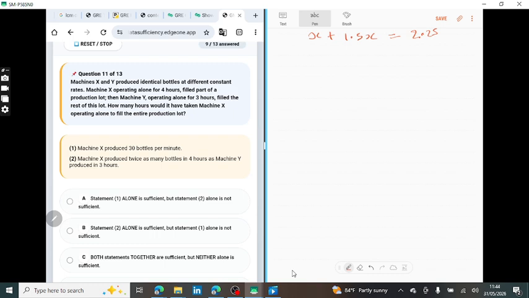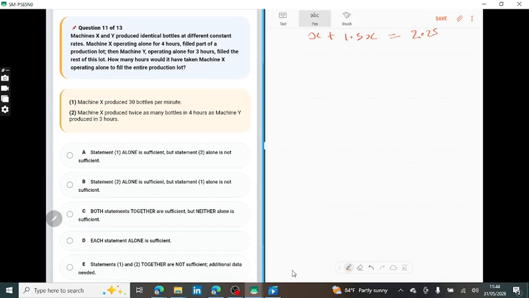The only thing we know here is that machine S operating alone for 4 hours fills part of the production lot. Then machine Y operating alone for 3 hours fills the rest of this lot. We know only the time, the work. Statement 1 is not sufficient, so let's go to statement 2.